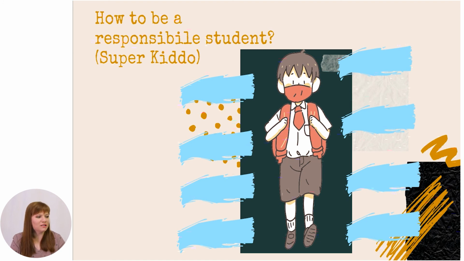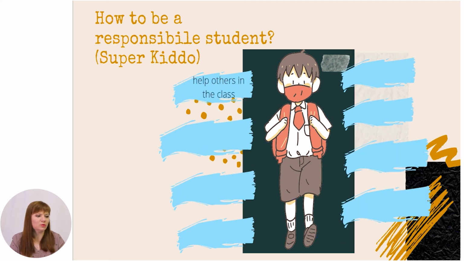For our next activity, I would like you to think of this schoolboy or a student that is so responsible. It is also called super kiddo. I would like you to think how to be a responsible student. You have a minute. Let's see what are my suggestions.